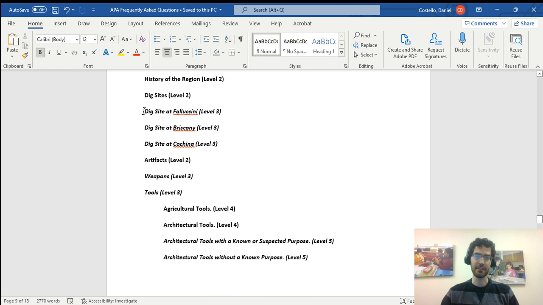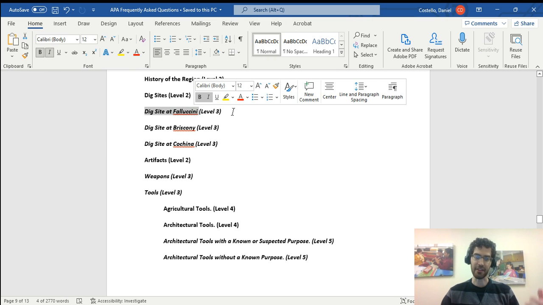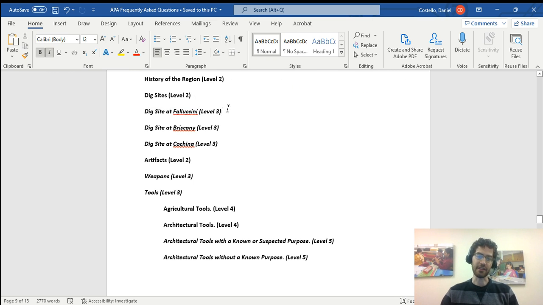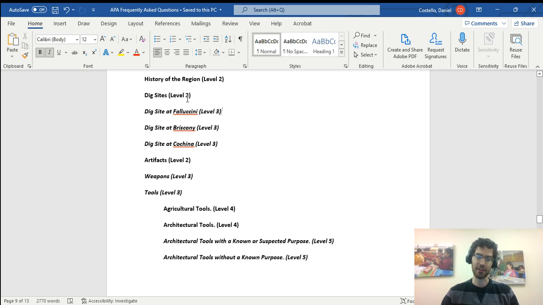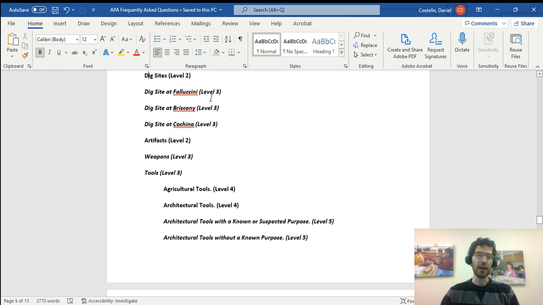And then we would have dig site at Fallicini. That's a level 3 heading, because we are now getting into the subsections of the different dig sites. So these would all fall under this level 2 heading, which you can tell because they're italicized, flush left. And obviously in a normal paper, you wouldn't have level 3 in parentheses. That's just for purposes of demonstration. So we have these 3 different dig sites, all level 3 headings, because they all belong under the level 2 heading of dig sites.